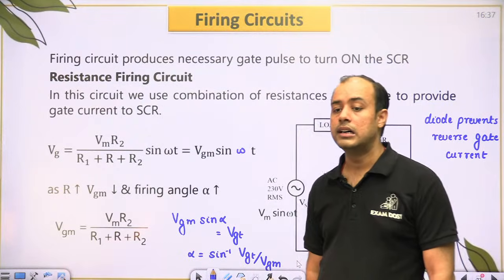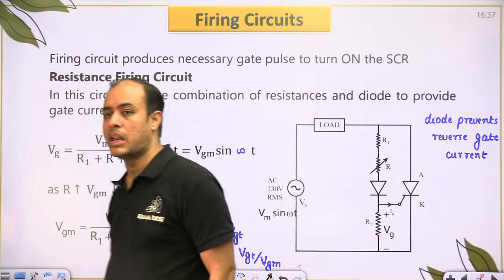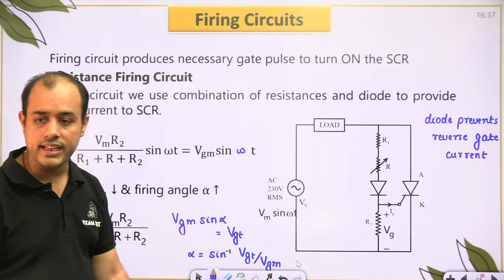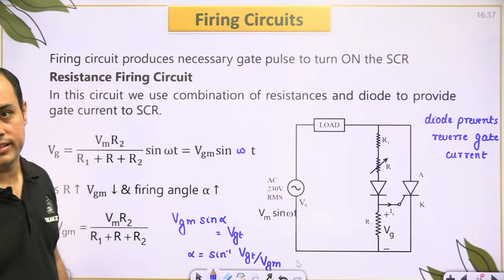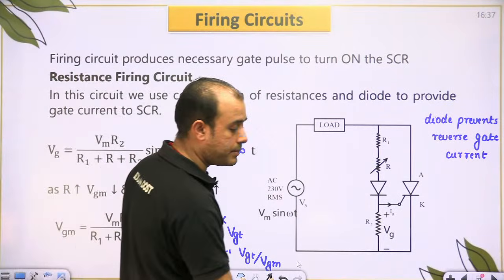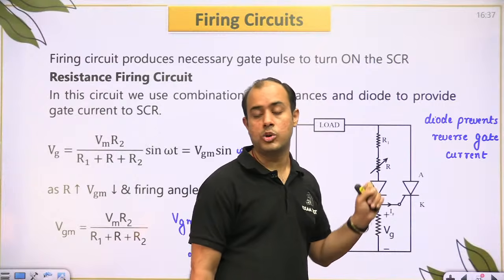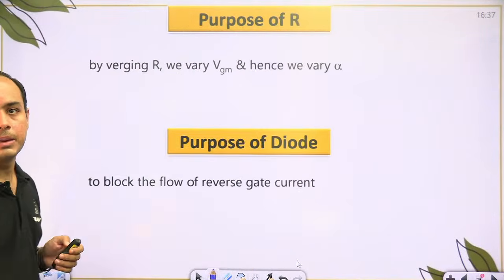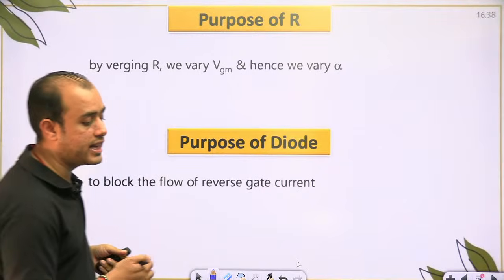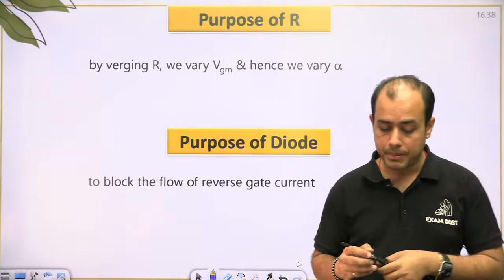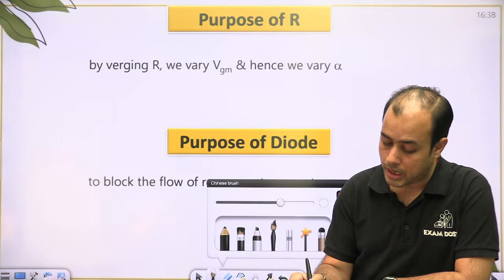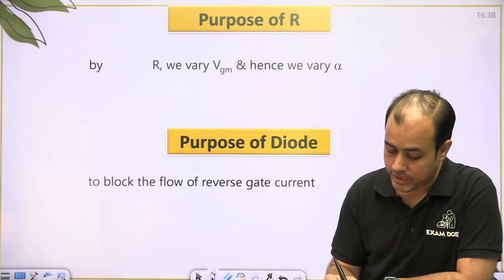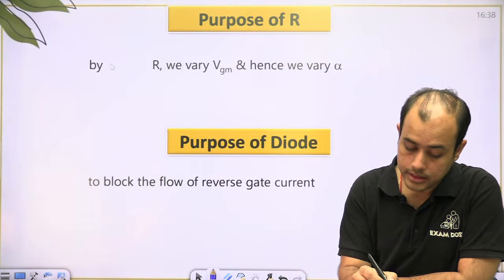सर गेट से नेगेटिव करंट क्यों आएगा? बेटा एसी सप्लाई है ना, तो during the negative half cycle it can cause the flow of negative gate current because my supply is AC. Now understand beta, R2 will limit the gate voltage below the maximum gate rating of the SCR. Purpose of R, by varying R, we can vary the firing angle, and purpose of diode is to basically avoid the reverse flow of gate current. Okay?